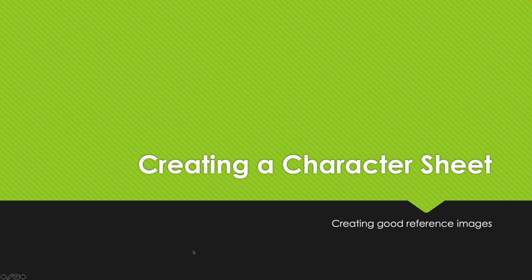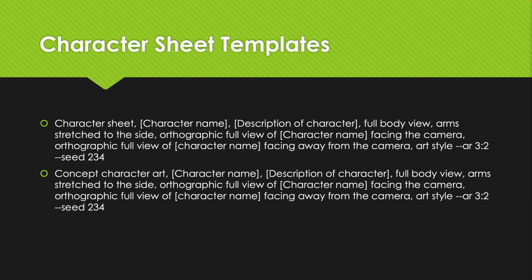Okay, these are the character sheet templates. They're both basically identical. I'll have links to them in the show notes so that you can just plug and play. You don't have to use seed 234, but I would recommend specifying a seed. Just that makes it so much easier to go back and change things and to make sure everything stays consistent. But it's basically character sheet, character name, then you put a description of the character here. All this stuff in brackets is stuff that you can and should change.